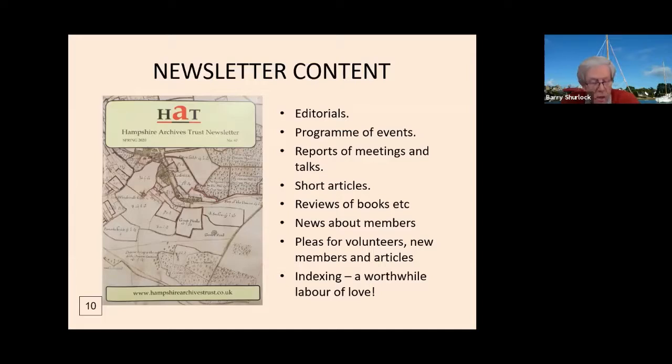This is the Hampshire Archives Trust newsletter, by the way, always with a nice colourful map on the front. Maps are, of course, a great joy. So the next image, Sue, please.